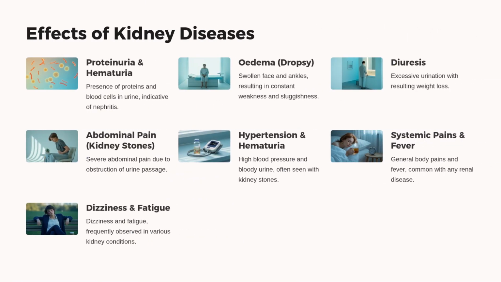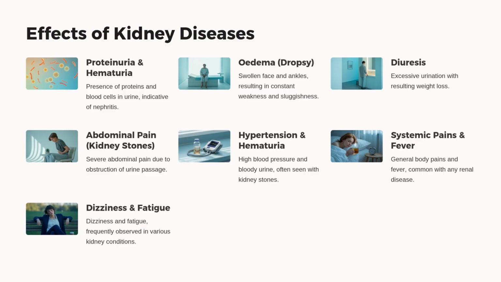Effects of kidney diseases. 1. Proteinuria and hematuria. Presence of proteins and blood cells in urine, indicative of nephritis. 2. Edema. Dropsy. Swollen face and ankles, resulting in constant weakness and sluggishness. 3. Diuresis. Excessive urination with resulting weight loss.